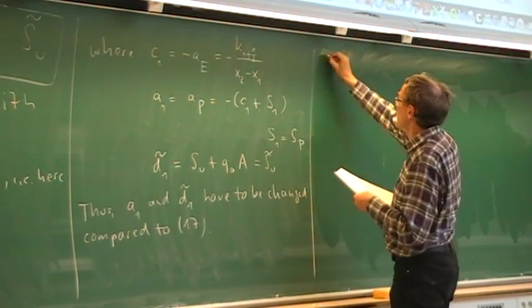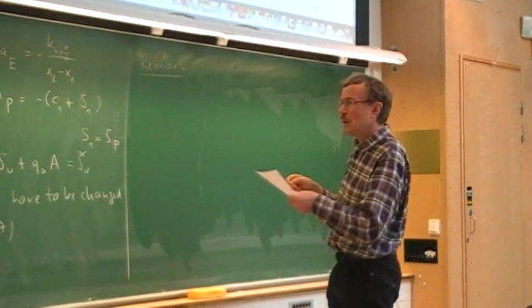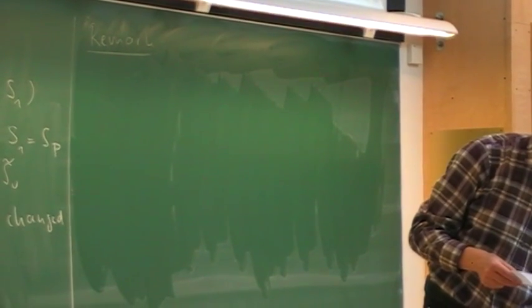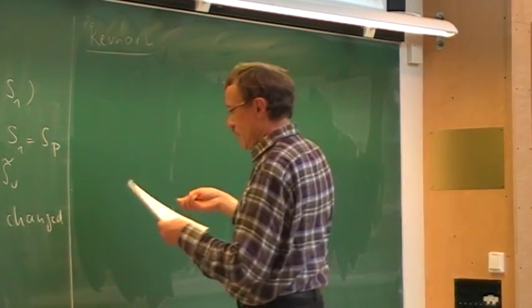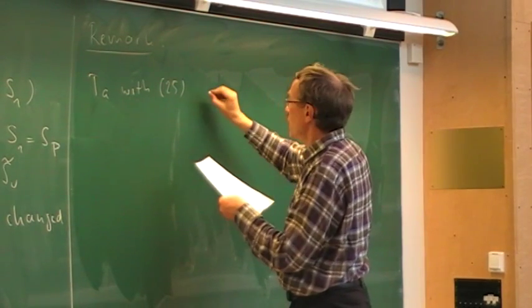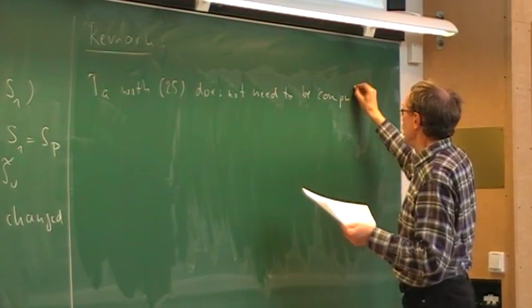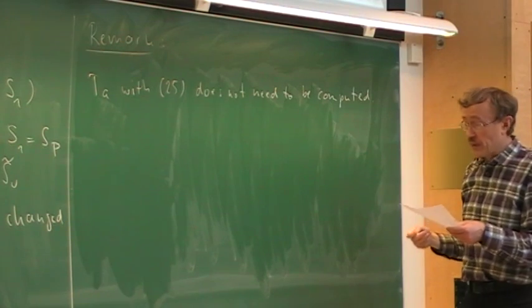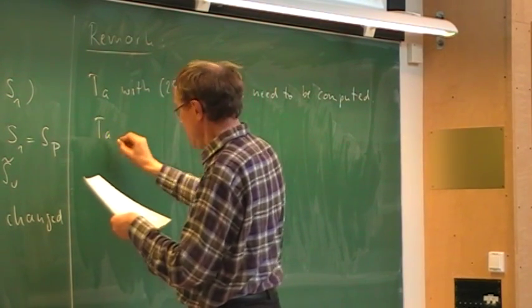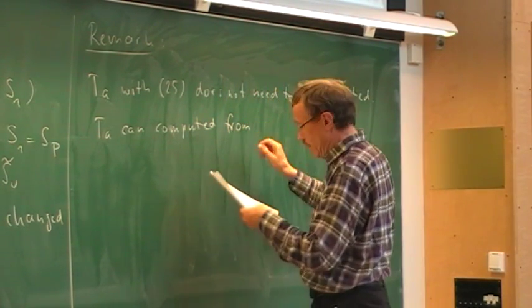So the remark is that this boundary condition, the TA with the Neumann boundary condition, I think it was 25, does not need to be computed. You see, it doesn't appear, because the natural quantity is actually the heat flux in this case, which is given. If you want it, TA can be computed from the boundary condition, actually.